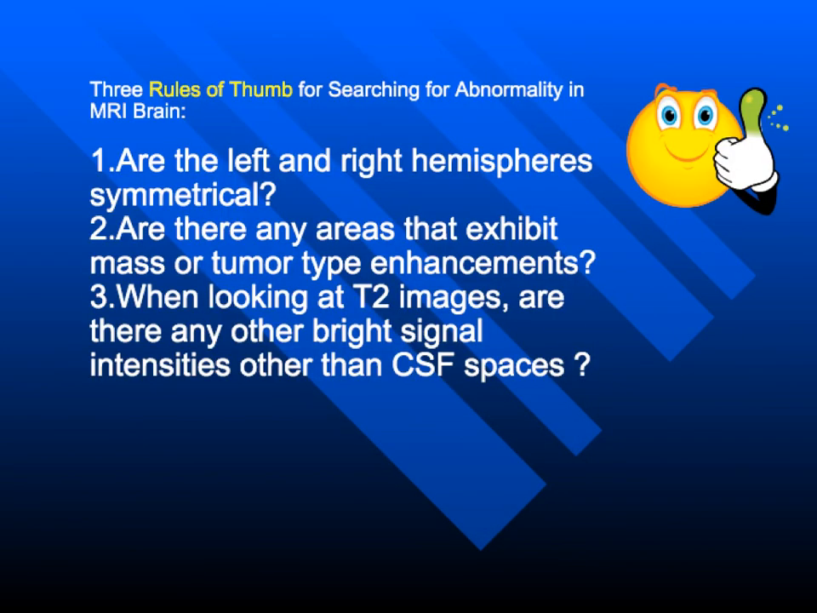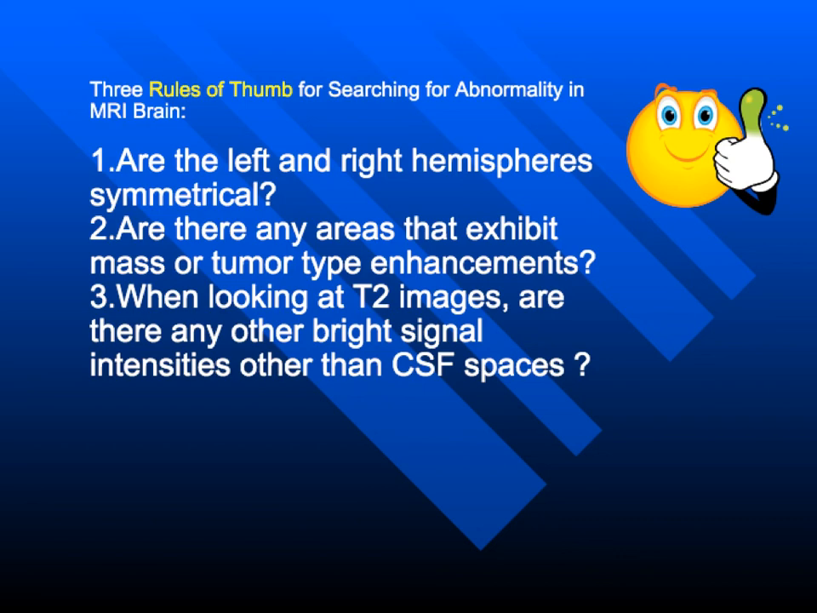Rules of thumb for searching for abnormality in the MR brain. Really, really important. What are the things that you look for when you look at an abnormal brain scan, whether it's MR or CT, it doesn't matter? Number one, are the left and right hemispheres symmetrical? I've mentioned this a couple of times in some of the pathologies. That's really important. You want to see symmetry in the brain. Number two is, are there any areas that exhibit mass or tumor type enhancements? Are there any masses? Are there any tumors? Are there any areas that are not supposed to be there?